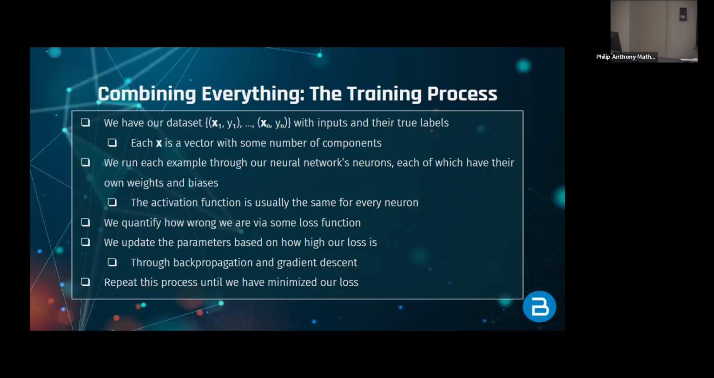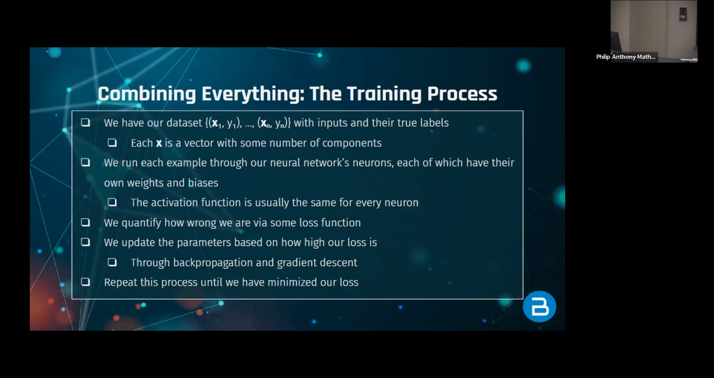We then run these through a neural network's neurons, with their own weights, biases, and activation functions. One thing is that the activation function is usually the same for every neuron, because we want nonlinear relationships. So we just pick one, commonly ReLU, and in general you just pick the same one for every neuron and use that.